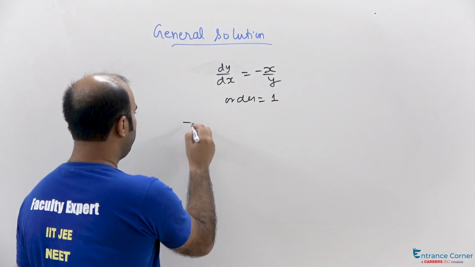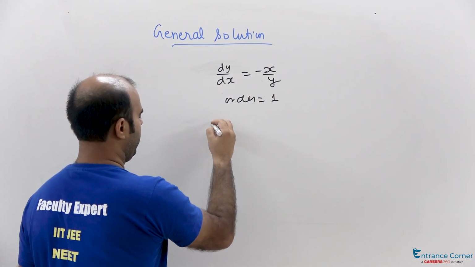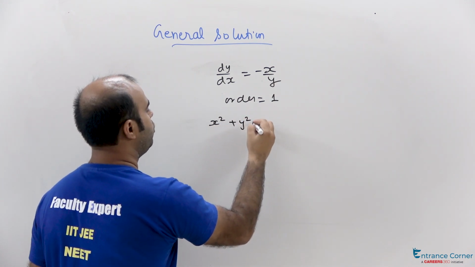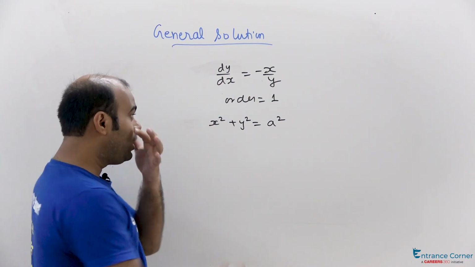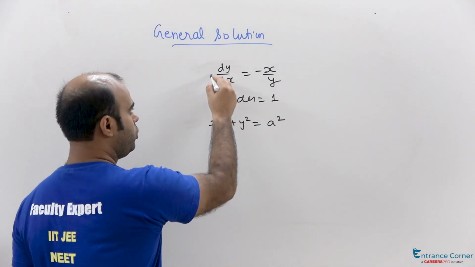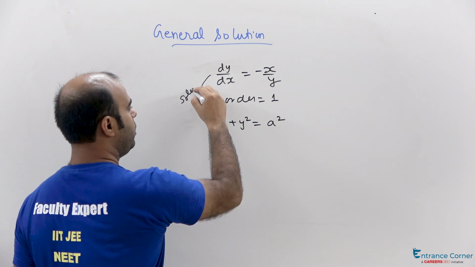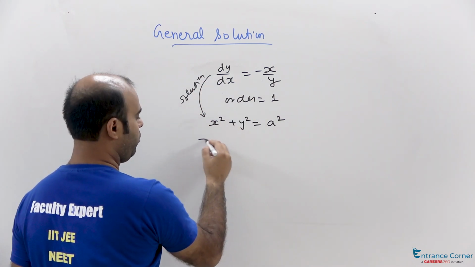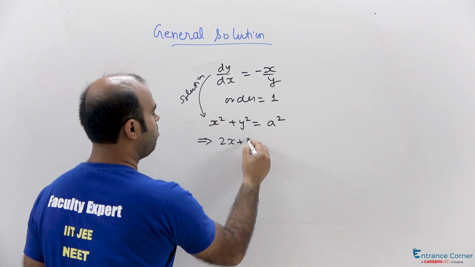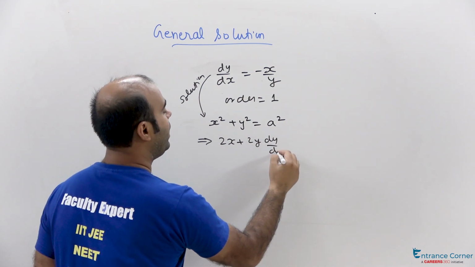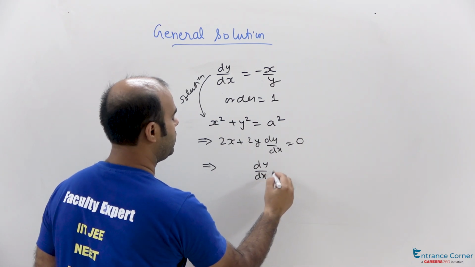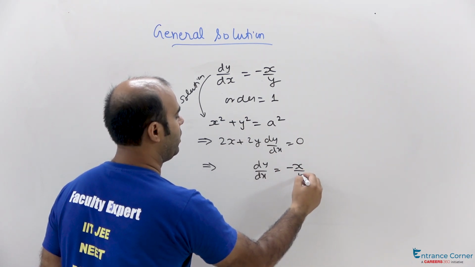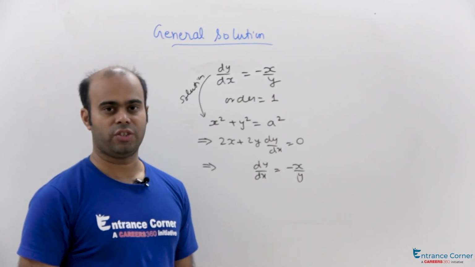Now consider this equation, x square plus y square is equal to a square. This is actually the equation of a circle. Is this equation a solution of this differential equation? Let us check. If we differentiate it, we get 2x plus 2y dy by dx equal to 0, which means dy by dx is equal to minus x upon y. Yes, this is a solution of this differential equation.